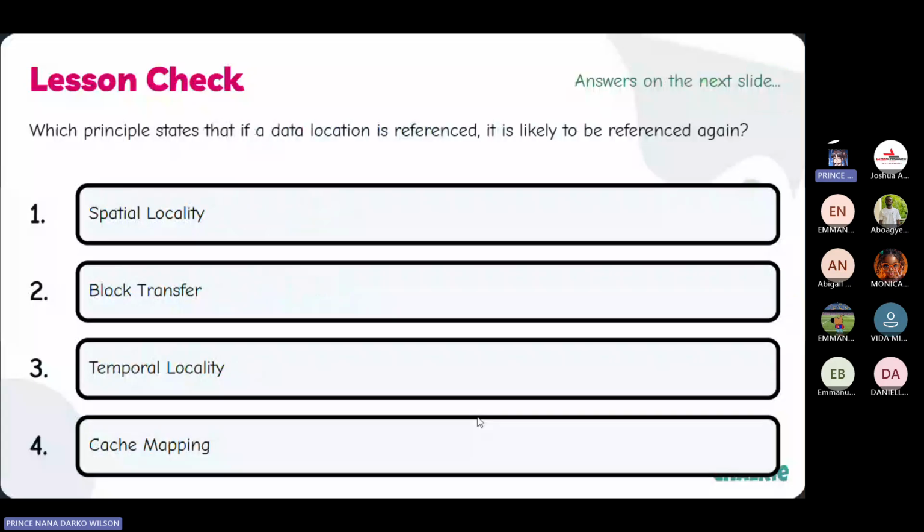Good. Which principle states that if a data location is referenced, it is likely to be referenced again? Temporal locality. Thank you. It deals with time.